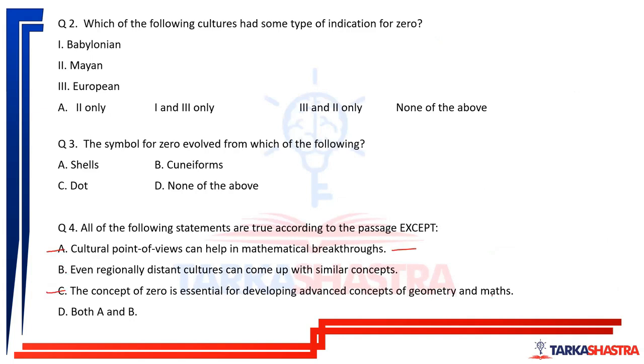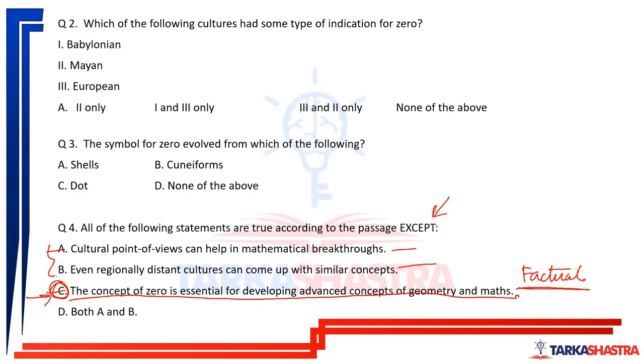So if you don't know this and you're not able to answer, if you go to C, you can still understand that this should be the answer, because this is factually wrong as per the passage. This is a factually mentioned bit, and it is going against whatever is mentioned in the passage. So the correct answer should be C, because it is an except question.